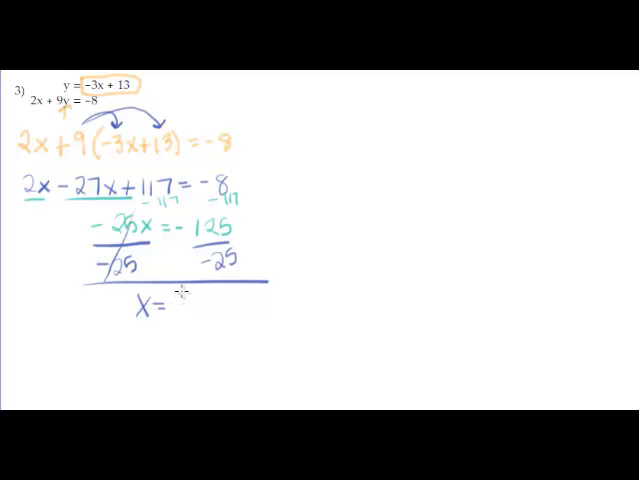x equals positive 5. Then you take this and plug it back in up here so that we get y equals negative 3 times 5 plus 13. Negative 3 times 5 is negative 15. Negative 15 plus 13 is negative 2. So our answer is x comma y, which is 5 comma negative 2.